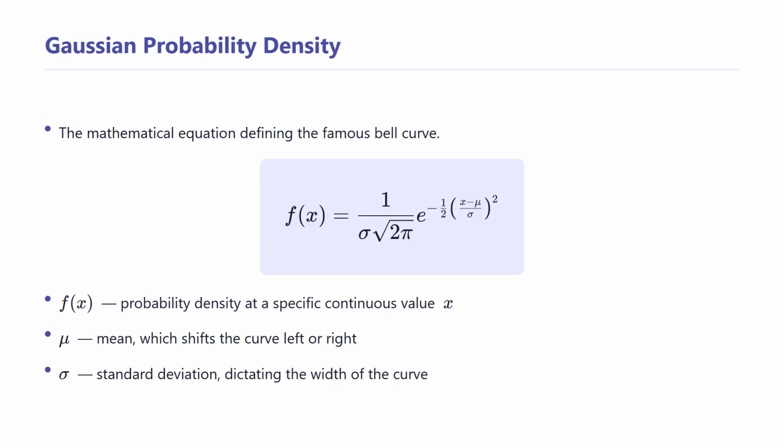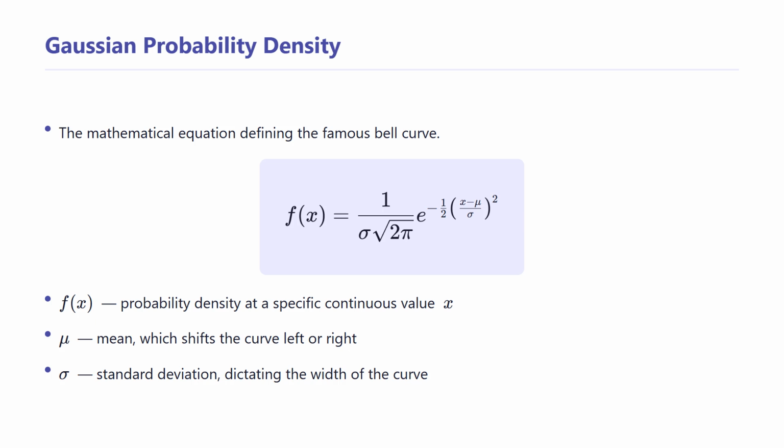Let us look at the famous equation that generates this bell curve. This is the probability density function of the Gaussian distribution. The symbol f of x represents the probability density at a specific continuous value x. The parameter mu is the mean, which dictates the exact center of the distribution. Changing it shifts the entire curve left or right.